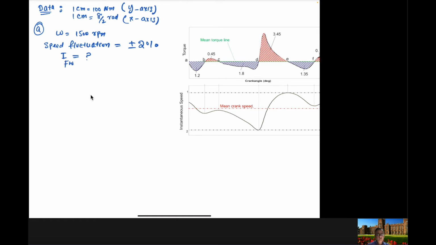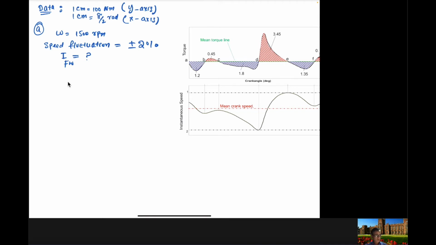Normally the I that we will use is for both crankshaft and flywheel, but because in this question there is no information given for the moment of inertia of the crankshaft, we will just consider the I, and we will call this the I for the flywheel. In some numerical examples, if you are provided with the moment of inertia of the crankshaft, obviously then you will need to use that value also.